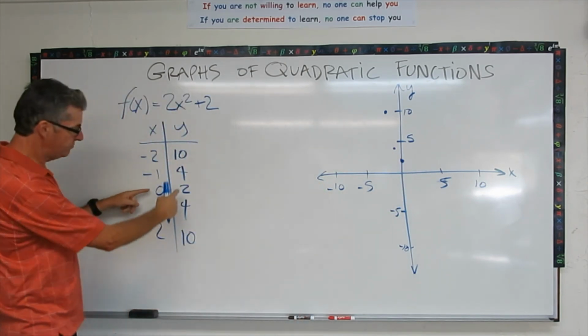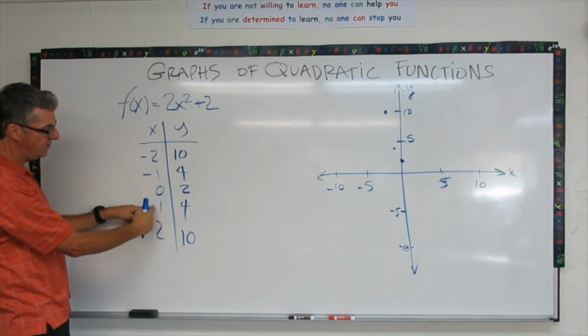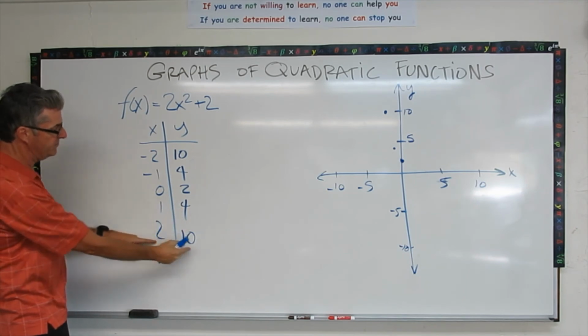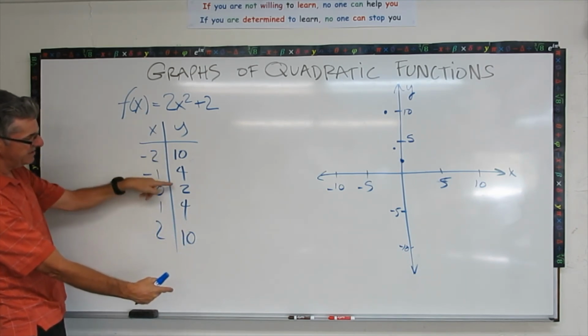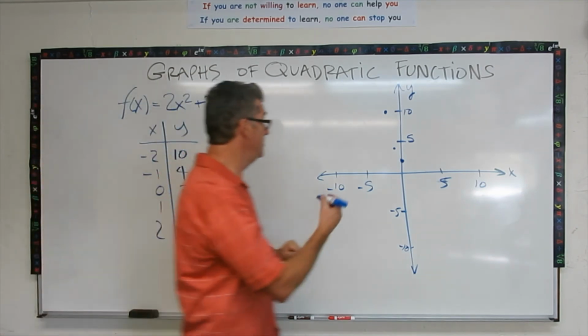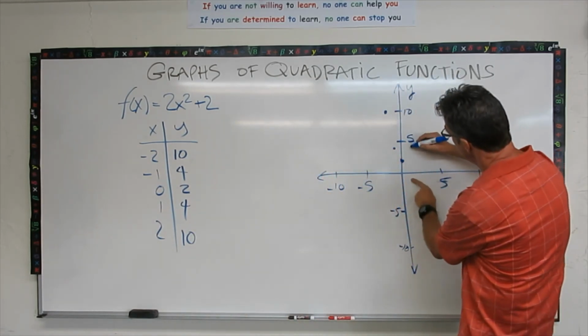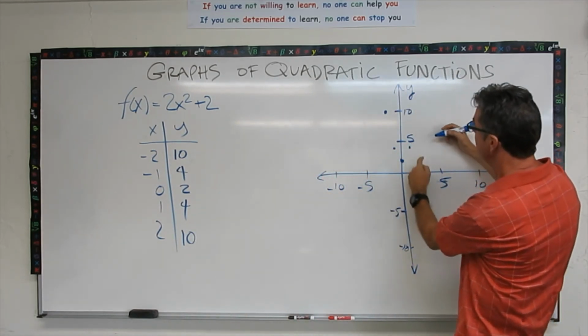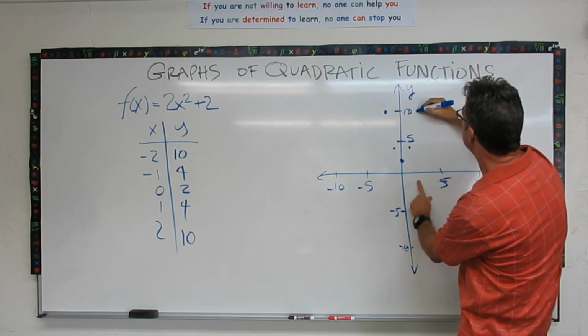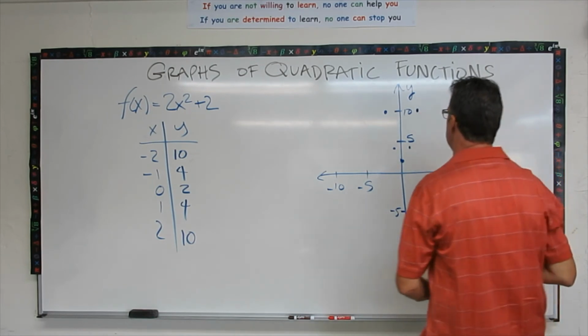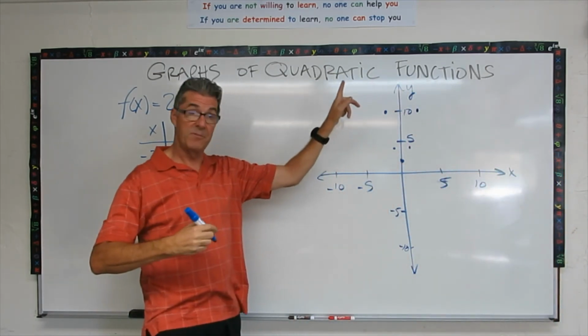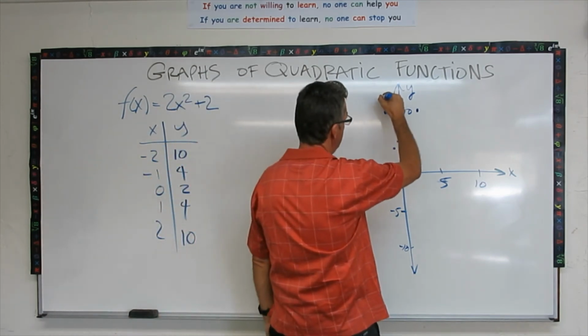And now we're just reflecting, we're just coming back up. Positive 1, 4, positive 2, 10. Just like these were negative, but these values were the same. So what I can do is I can use that fact to just mirror my points across the y-axis. So now I have these 5 points for my parabola. I'm going to carefully draw my curve.